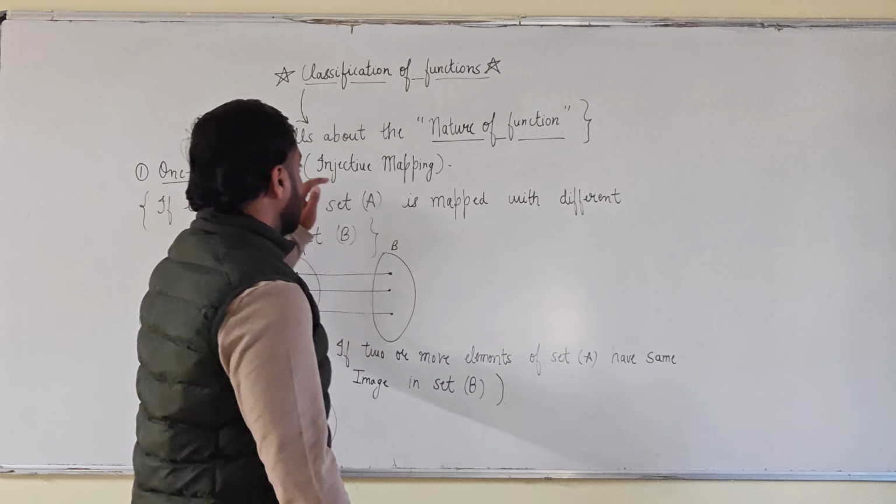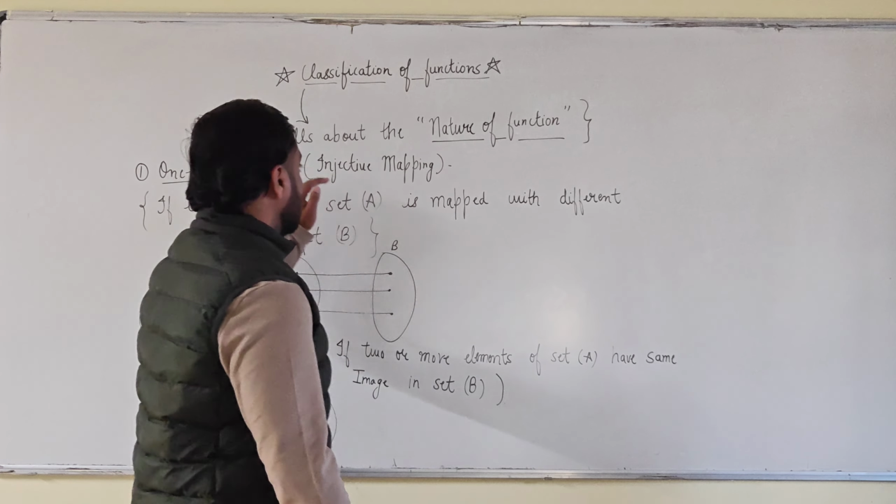The third classification is the onto function, also called surjective mapping. An onto function says that if each element in set B, which is the codomain, is the image of at least one element in set A, then we say that f is an onto function. We define f from domain A to codomain B, and each element of set B is mapped to at least one element of set A.